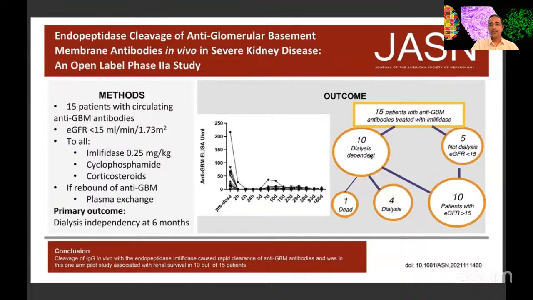And this was just one study I would like to project. This is about imlifidase, which is mostly talked about in ABO incompatible transplants. Now we are trying to extrapolate its ability to cleave antibodies, IgG particularly, for other disease conditions. But we don't know much about this, and that is where I need to talk to our panelists hands on. Next slide, please.